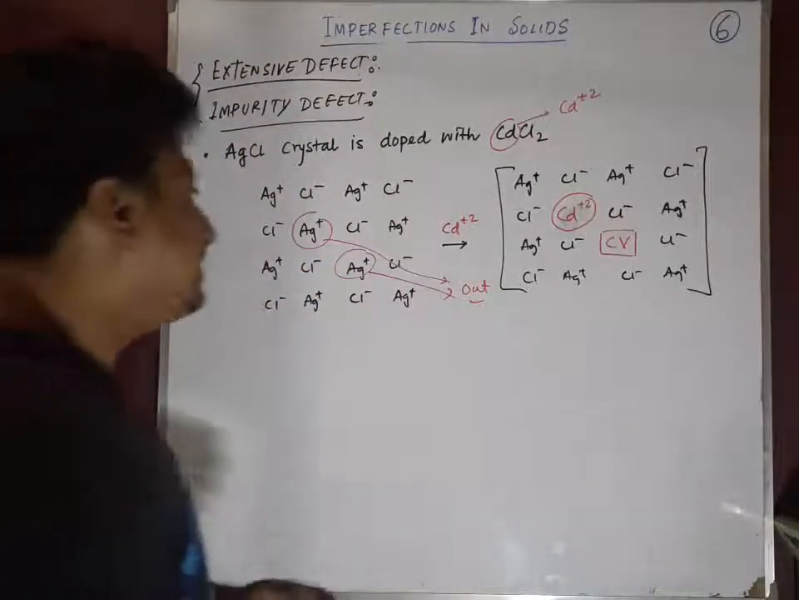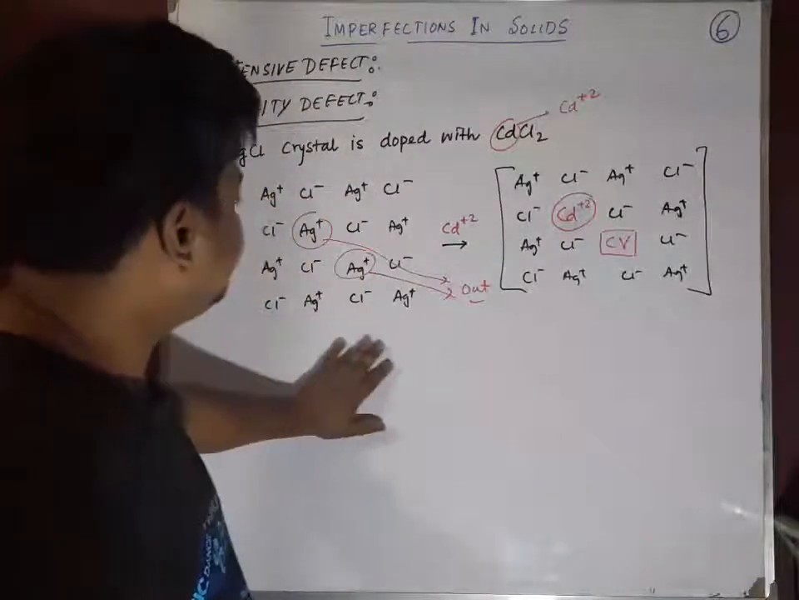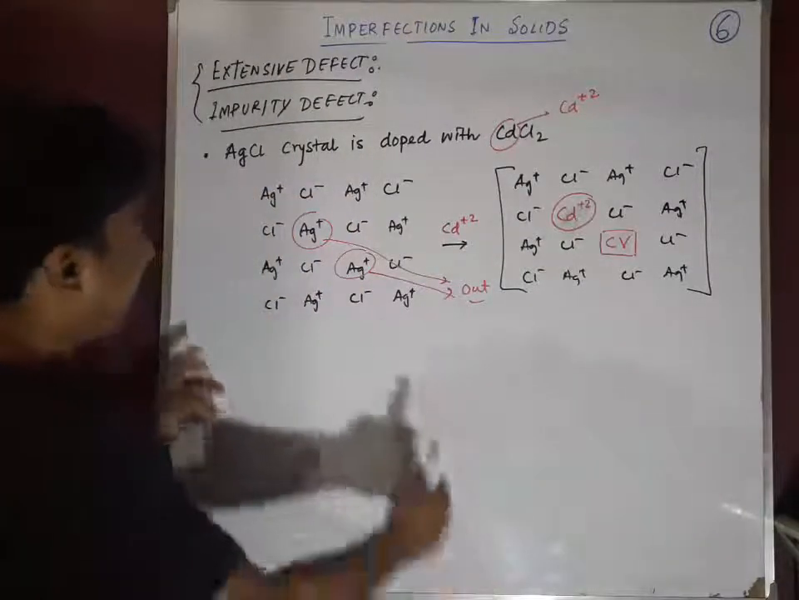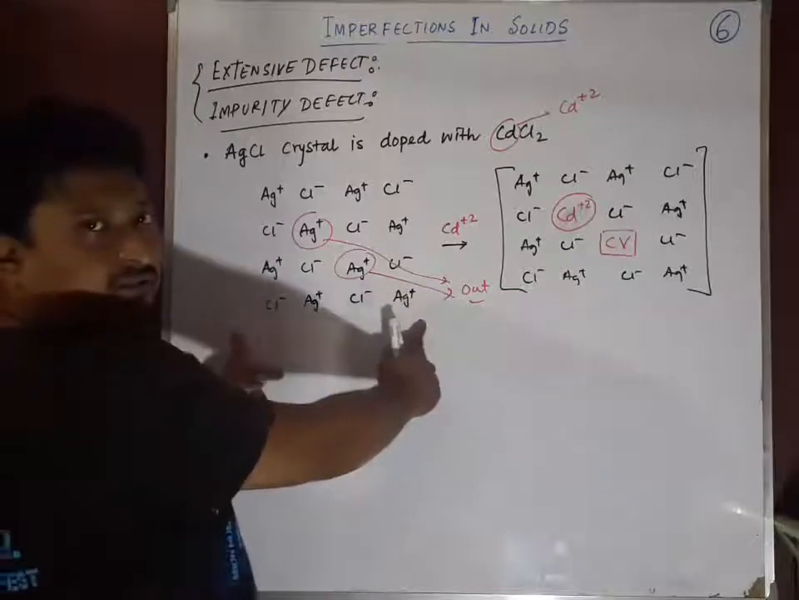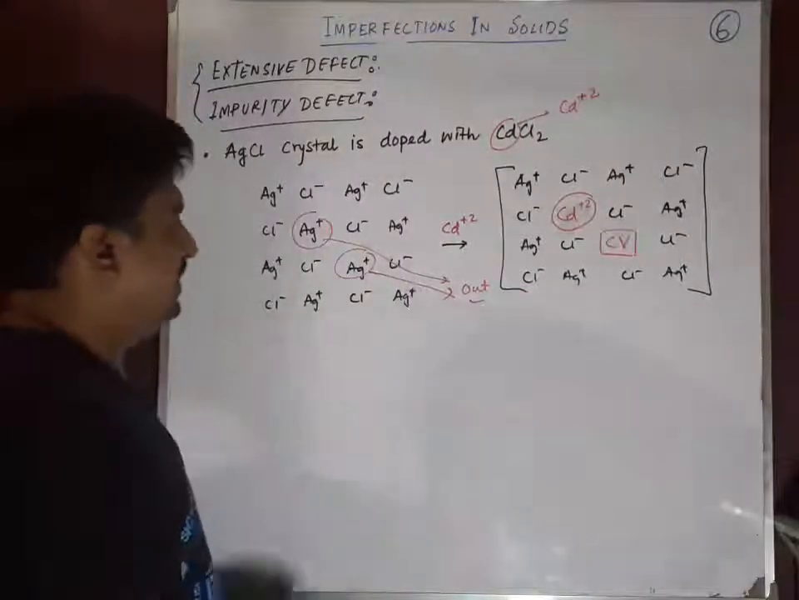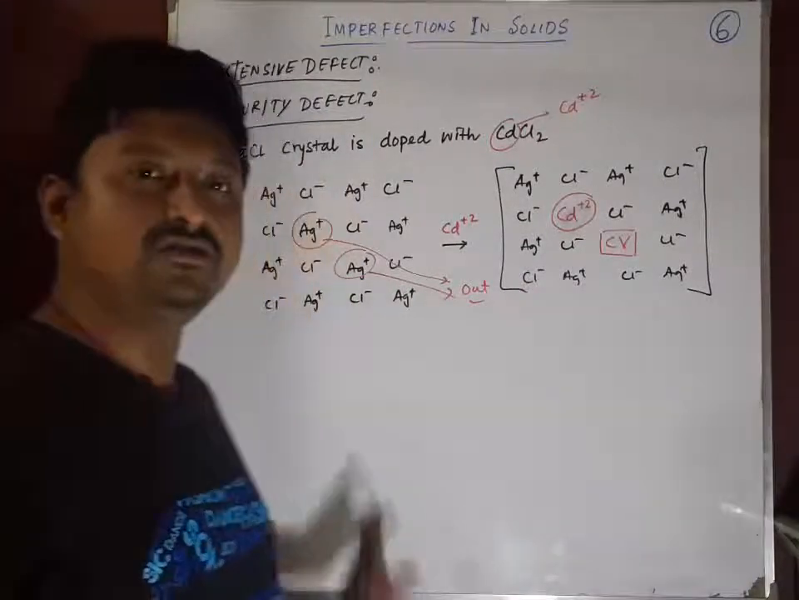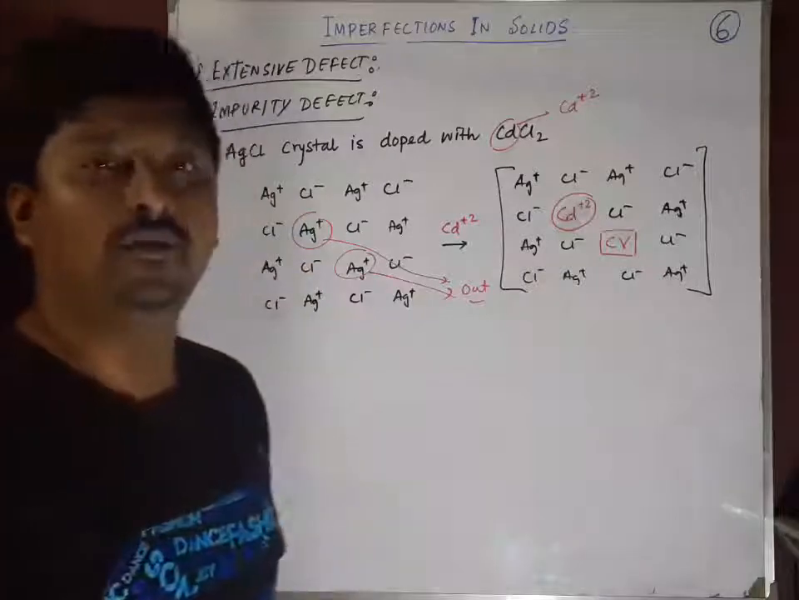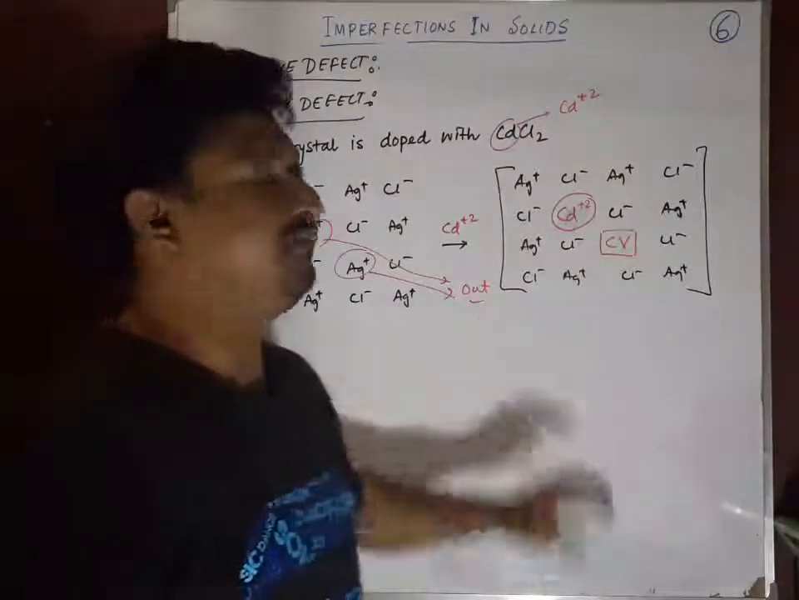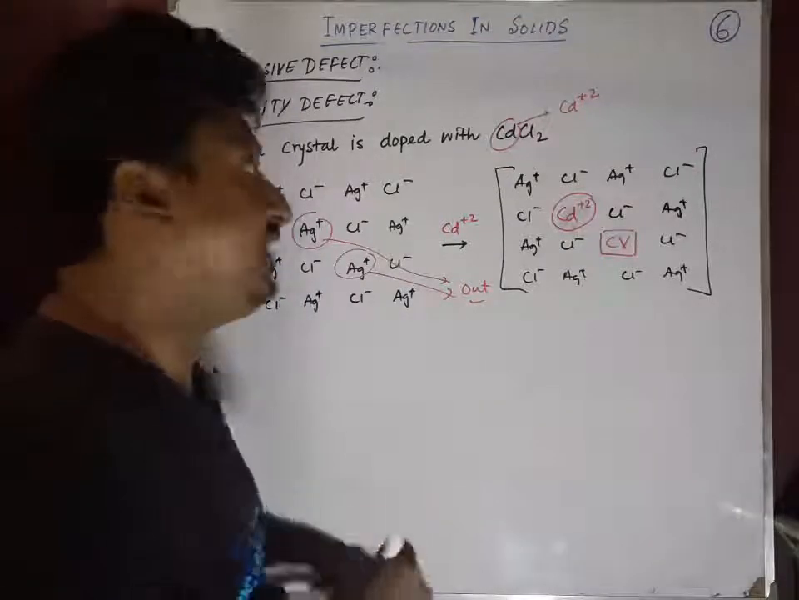See, another thing here is that in these kinds of defects, if I calculate the stoichiometry, the mass will be unequal. That means the stoichiometries are not equal, right? So this kind of defect is also called non-stoichiometric defect.